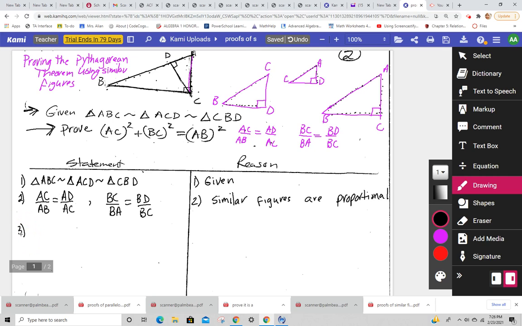Next, I'm going to take the cross product of this proportion and do the same thing with this one here. So AC times AC is AC squared equals AB times AD. I'll do the same thing here. BC times BC is BC squared equals BA times BD. And we just simplified.